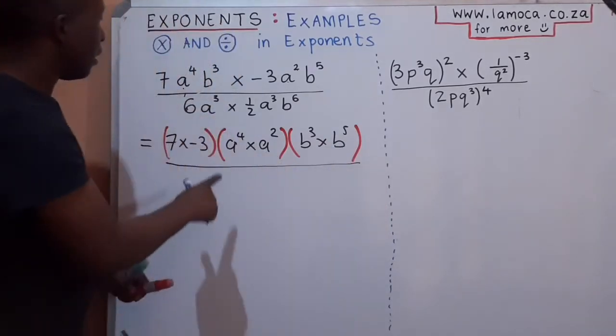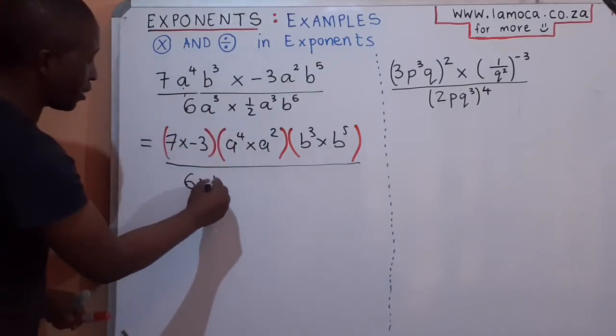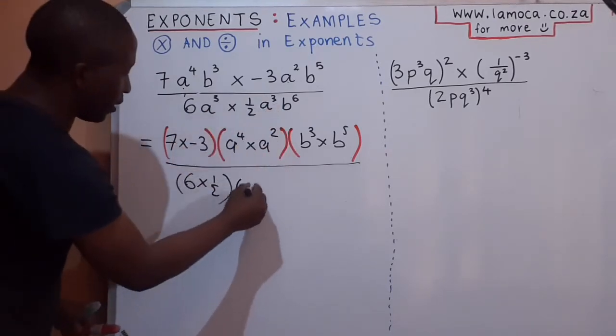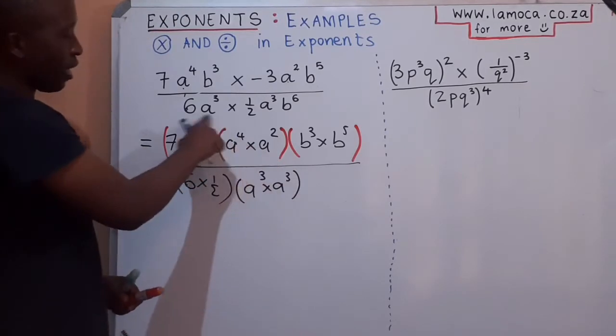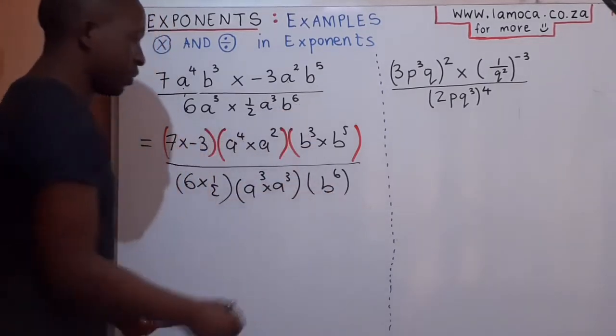Similarly, on the denominator, we've got 6.5, which can be put as 6 times 1 over 2. I've got a cubed and a cubed, which can be written as a to the power of 3 times a to the power of 3. And then I don't have a b here, but I've got that b to the power of 6, which I can put as b to the power of 6 as a loner.